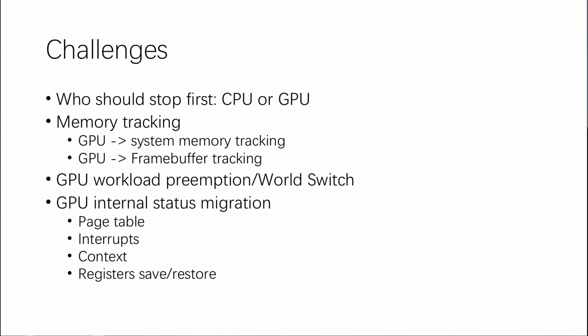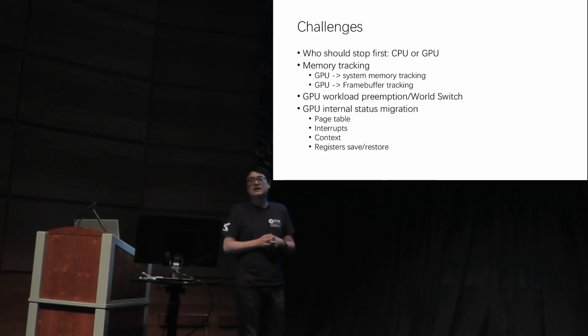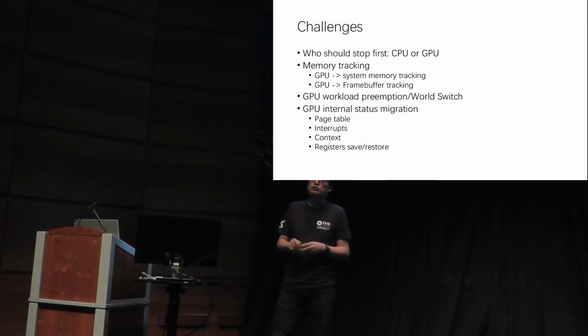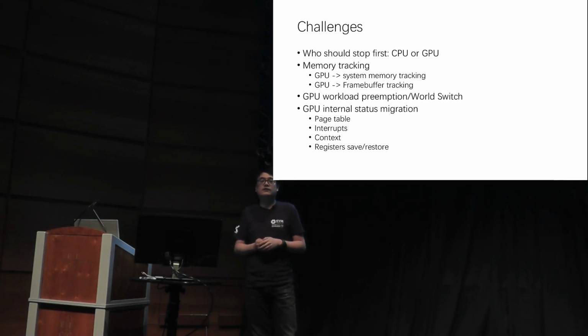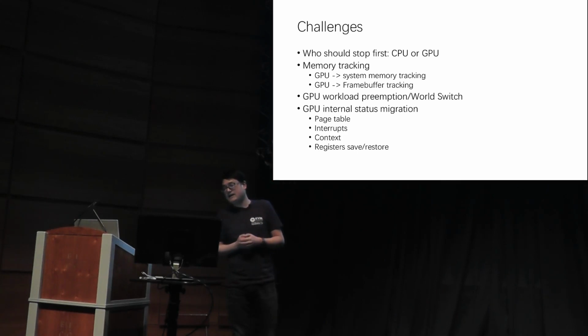OK, so what are the challenges we have? The first thing is when we do the live migrations, there are two processes. One is the CPU, another is the GPU. So the first question is, shall we stop the CPU first, or shall we stop the GPU first? The problem here is, the answer is you can do either way.